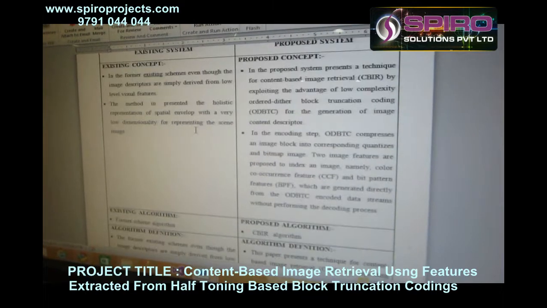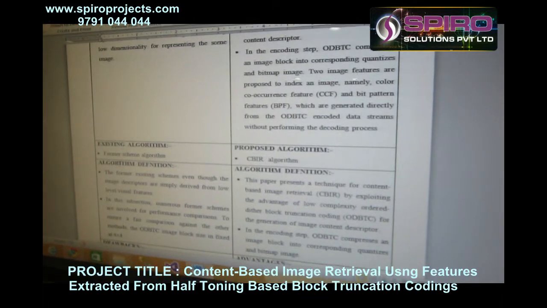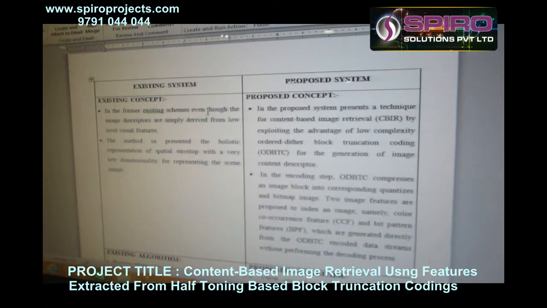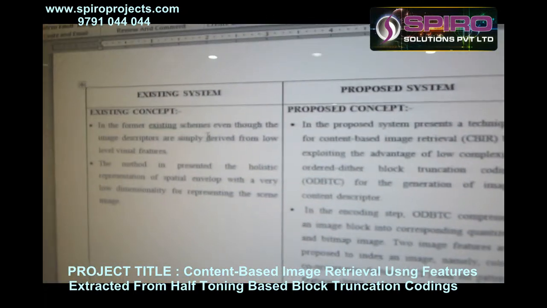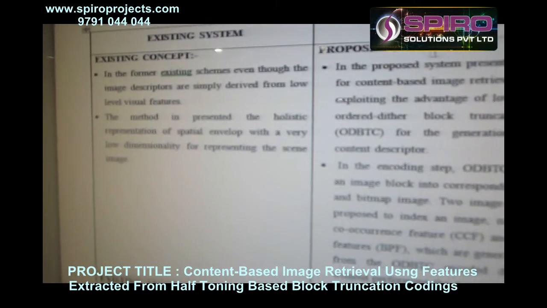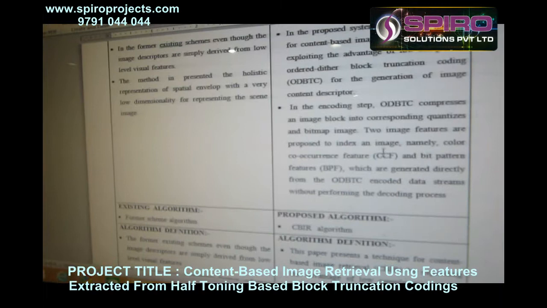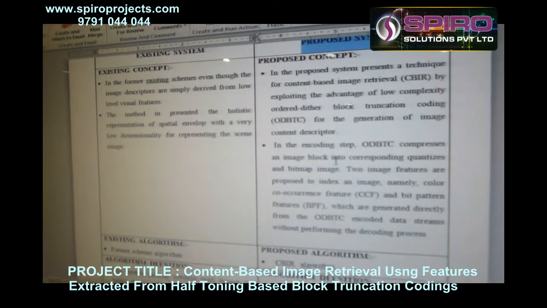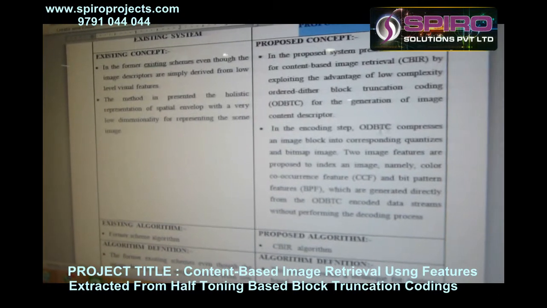Next, the existing system. The algorithm of the existing system is the former scheme algorithm. This scheme does not find the similarity of the images. The proposed system uses the CBAR algorithm, which finds the similarity of the images.